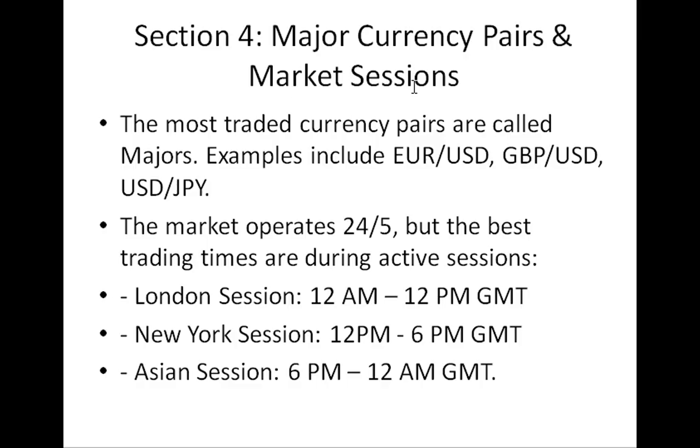Let's move on. Section 4. Let's talk about major currency pairs. There's what they call currency pairs. The most traded currency pairs are called the major pairs. Example: EUR/USD, GBP/USD, USD/JPY. We have USD/CAD. We have Australian dollar USD. These are the major pairs. We have minor pairs, we have major pairs.